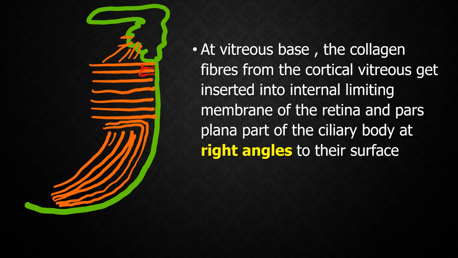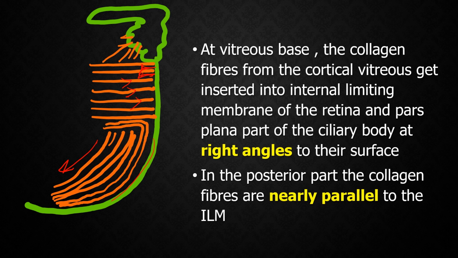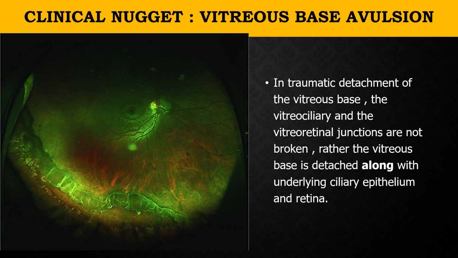So you can see over here they are inserted straight at the internal limiting membrane, whereas posterior to the region of the vitreous base, you can see that the collagen fibers become more parallel. So they're not at right angles as in the region of the vitreous base, but are more parallel to the surface of the retina. Maybe this is the reason why we have dense adhesions at the vitreous base as well. So in the posterior part, the collagen fibers are nearly parallel to the internal limiting membrane.